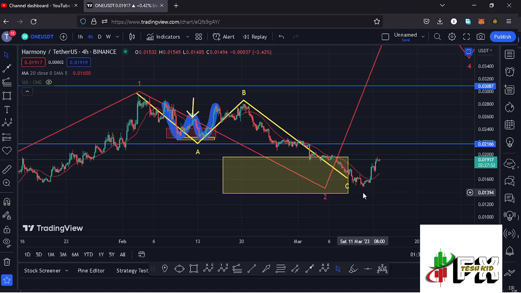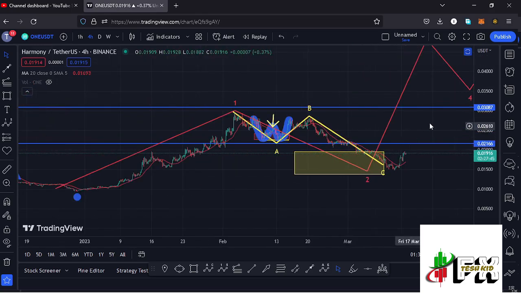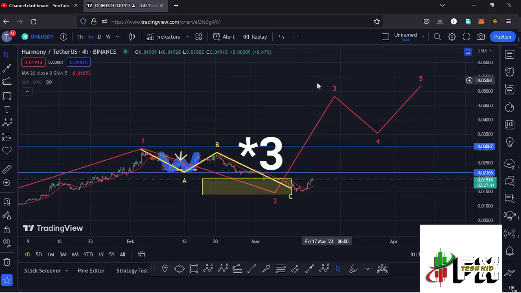And at the time of this recording, we are seeing a bit of a bounce to the upper side in a move that has now given us a break above the 20-day MA, in what could be the start of an impulsive wave to the upside in the formation of these higher Elliott wave count 2.